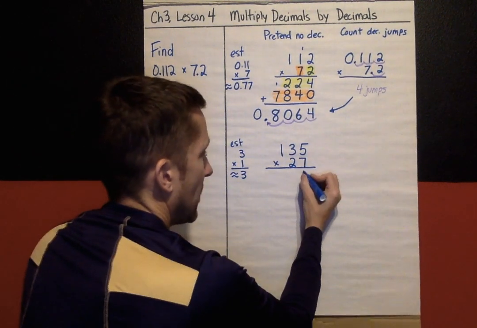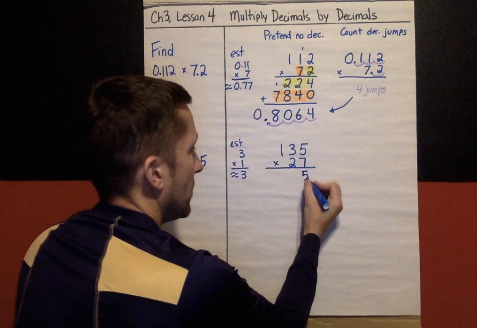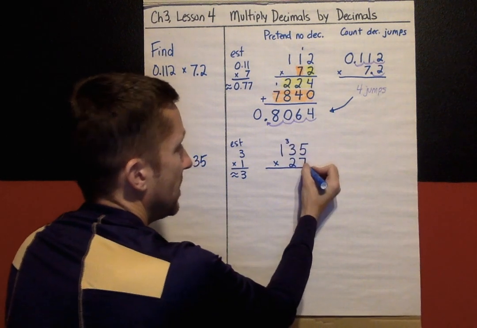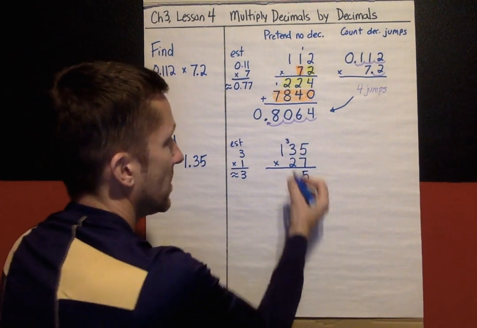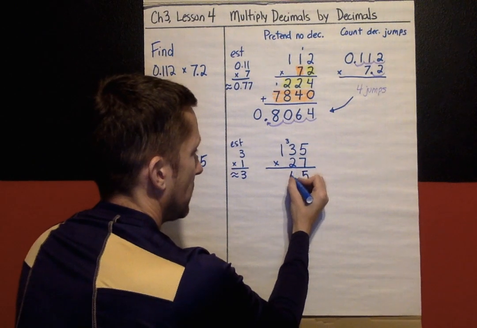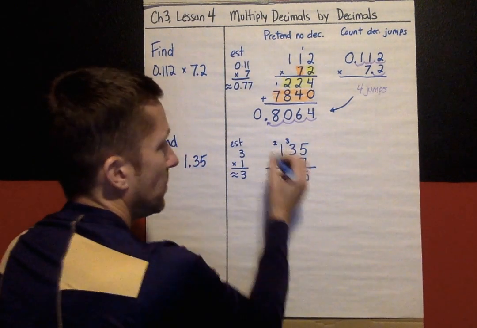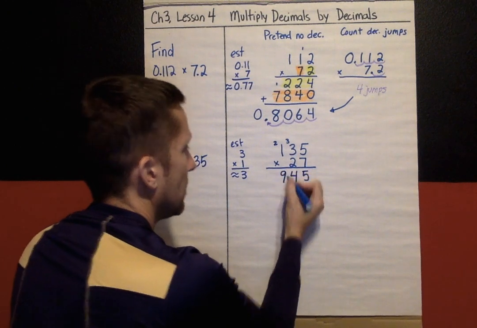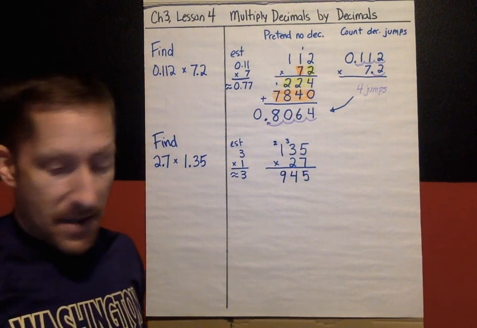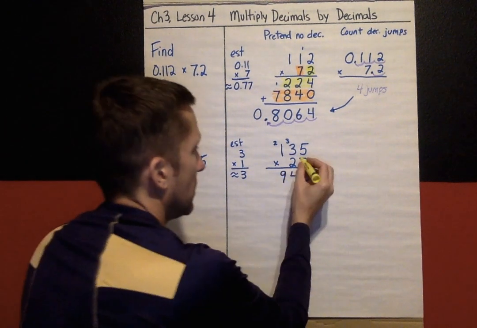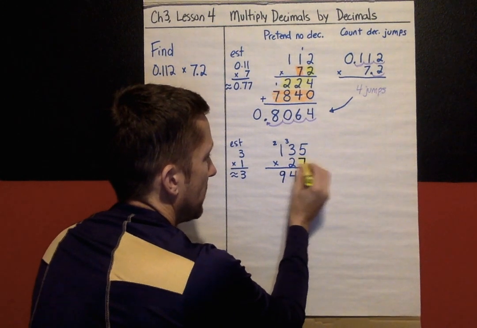So 7 times 5 is 35. I put the 5 here and carry the 3. 7 times 3 is 21. Plus 3 makes 24. 7 times 1 is 7. Plus 2 makes 9. Okay, and again, I was multiplying with the 7.